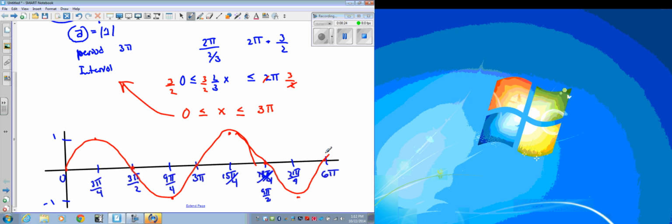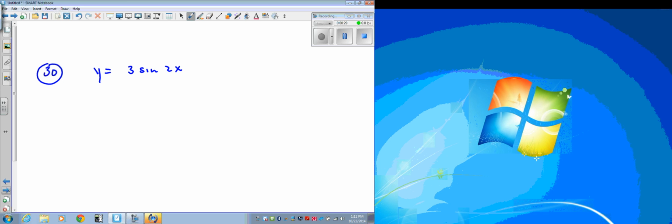Okay. I want to do 36 rather than 30. I think you can figure these out. 36 says 3 over 2 pi x.